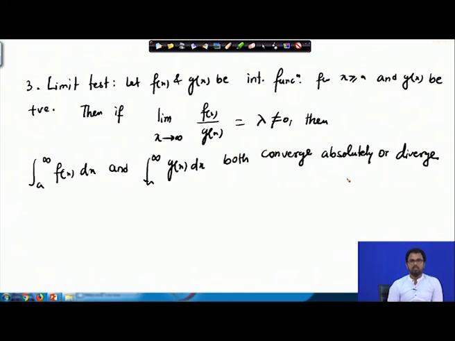So based on these three types of comparison test, we will work out a few examples to make the concept clear, and we'll do that in our next lecture.